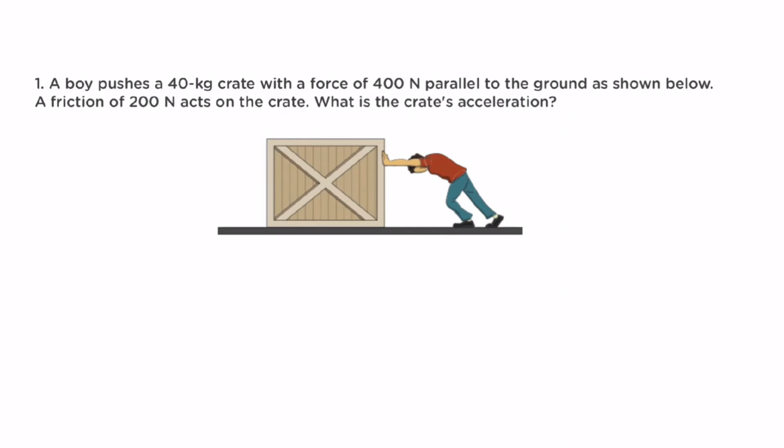A boy pushes a 40-kilogram crate with a force of 400 newtons parallel to the ground as shown below. A friction of 200 newtons acts on the crate. What is the crate's acceleration?